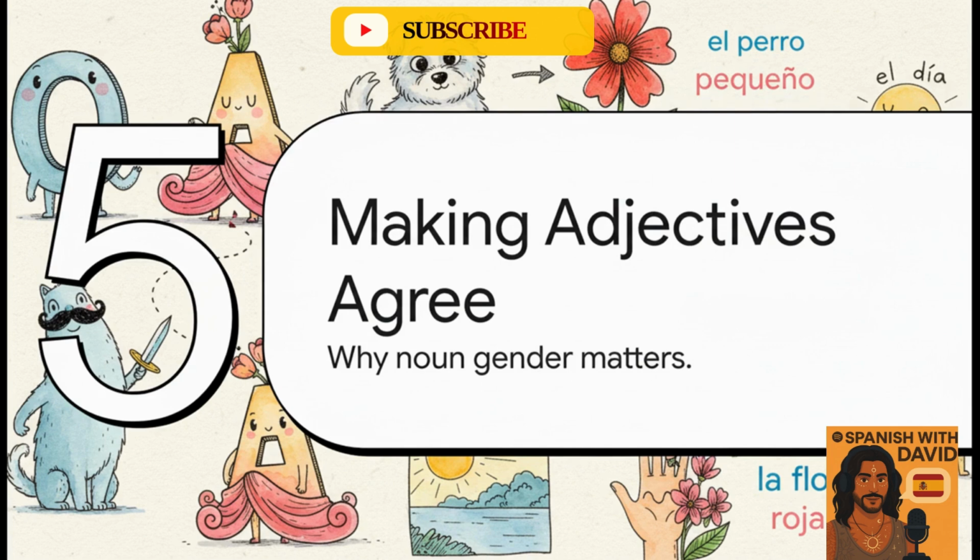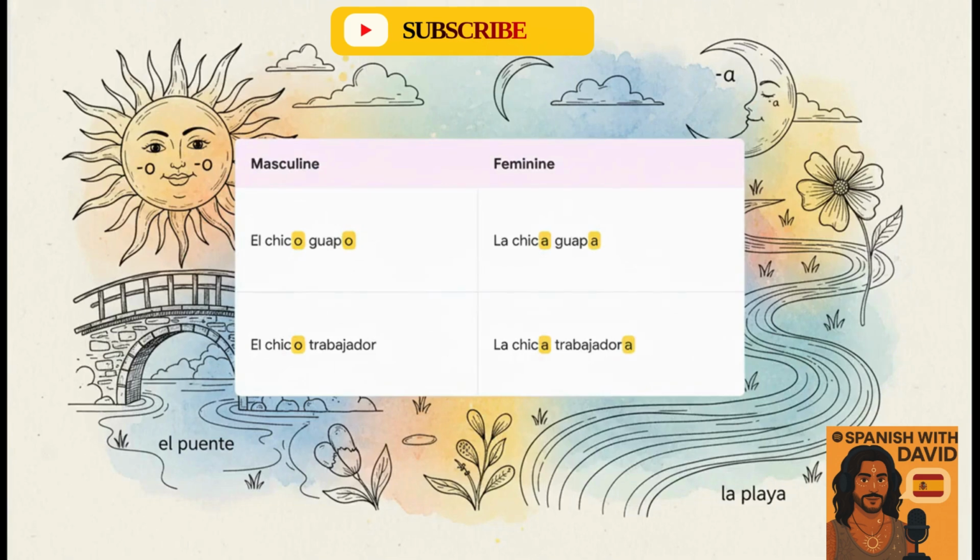Adjectives in Spanish have to match the gender of the noun they're describing. Check this out. If you have a masculine noun like el chico, any adjective describing him also has to have a masculine ending, so you get el chico guapo. But for a feminine noun like la chica, that same adjective changes to guapa. It has to agree. Same thing with a word like trabajador. It becomes trabajadora to match la chica.